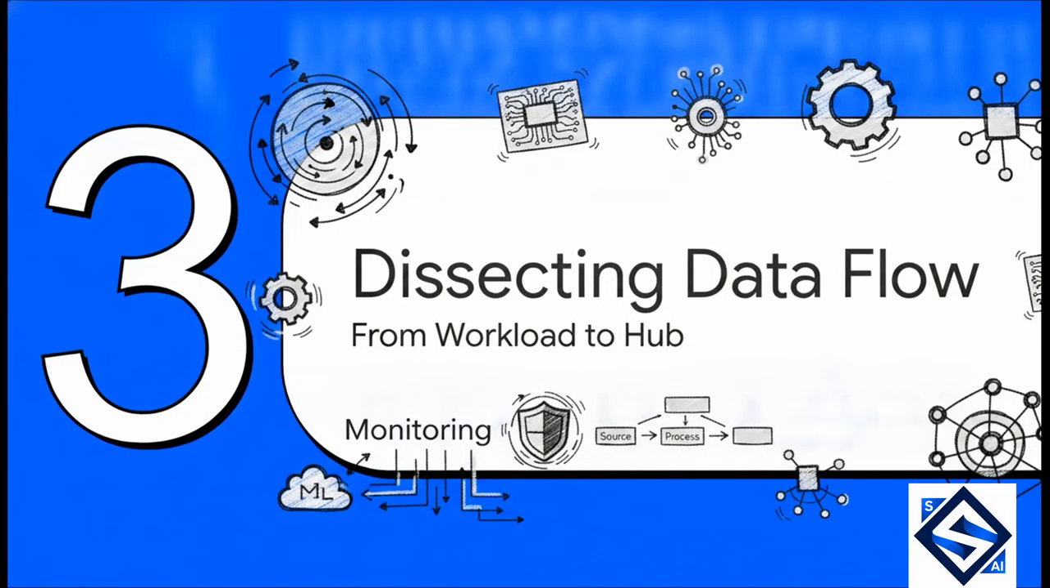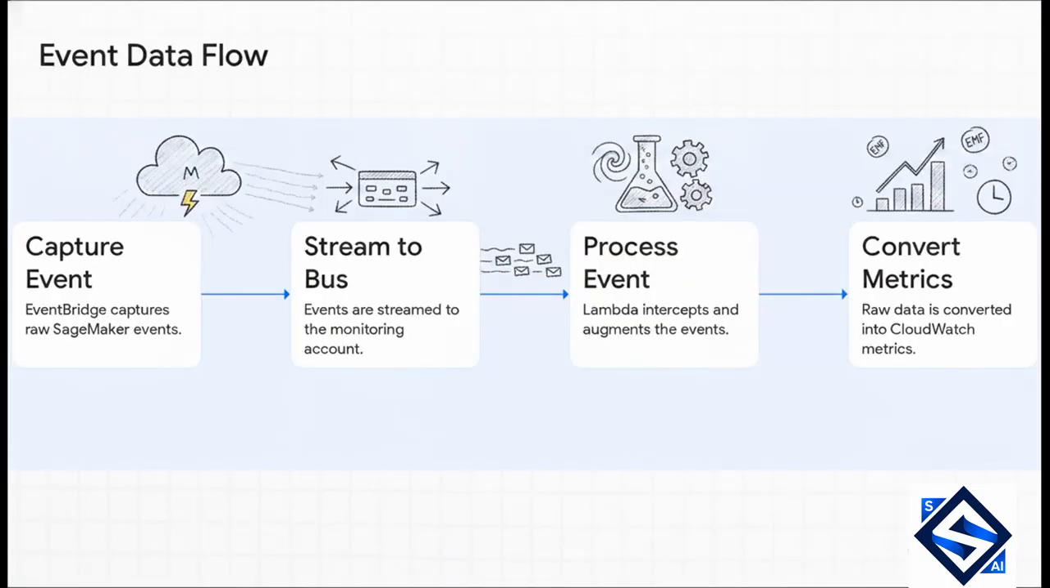Let's keep moving. Section 3, dissecting the data flow. Let's see how this builds by de-jargonizing the actual mechanics of a machine learning event. Step 1, an event happens in a workload account. Let's say a SageMaker training job changes its status.